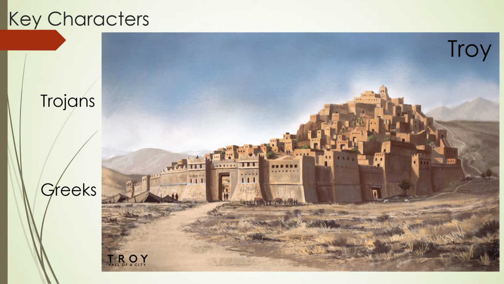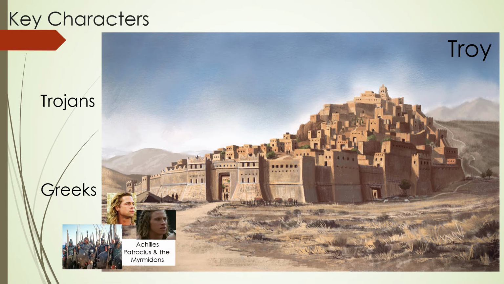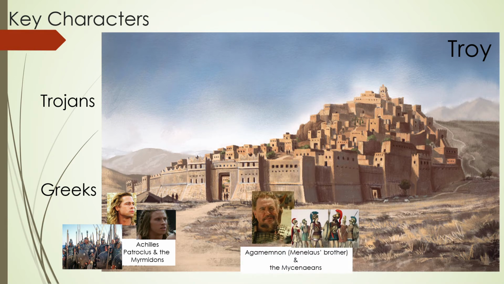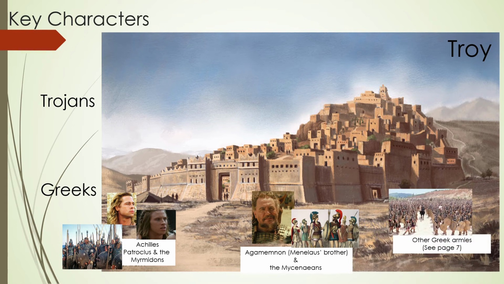I just want to give a breakdown of the main characters in the whole novel. So that's the city of Troy. We've got the Trojans who are inside the city, and we've got the Greeks on the outside of the city. Some of the Greeks here: we've got Achilles, Patroclus, and the Myrmidons. We've got Agamemnon and the Mycenaeans, and Agamemnon is Menelaus' brother. We've also got other Greek armies. On page 7, it names and lists off Greek armies, so other armies are represented as well.